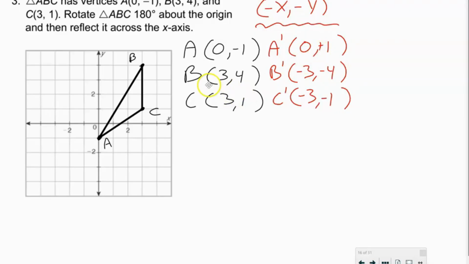And in B, I've got 3, 4. I've changed them both to negative because they're both positive. And in C, 3, 1, I made them both negative. Right here, I could plot it out, but I'm not going to. I'm just going to go ahead and show the end of it. But this is A prime, B prime, and C prime.